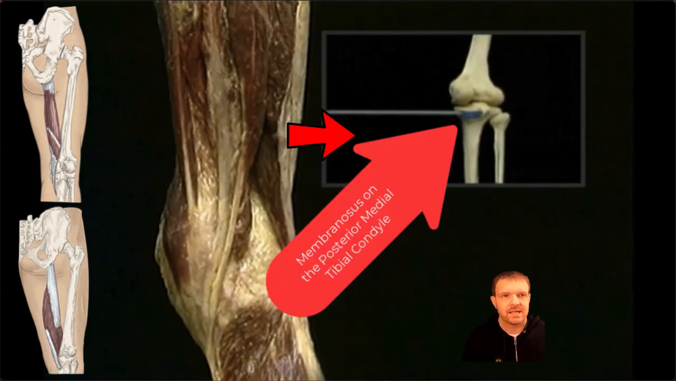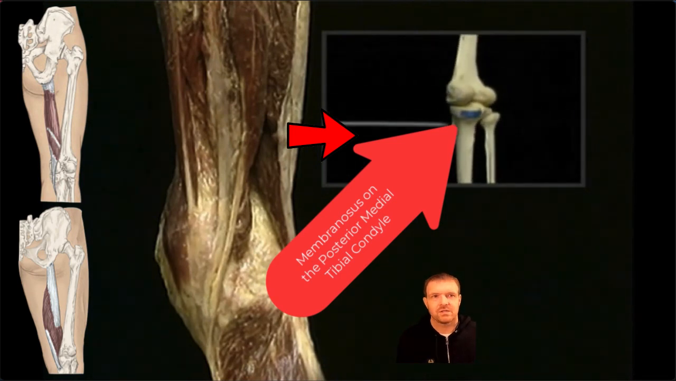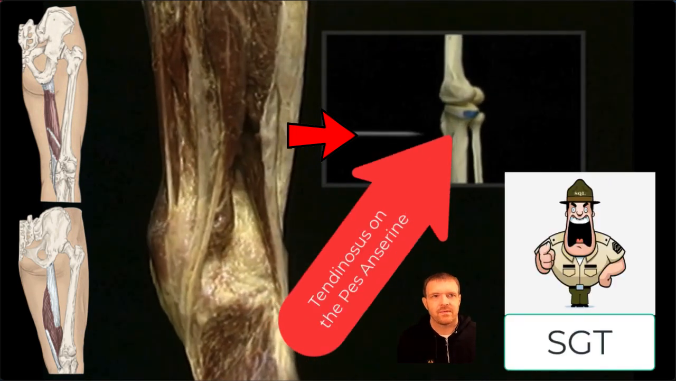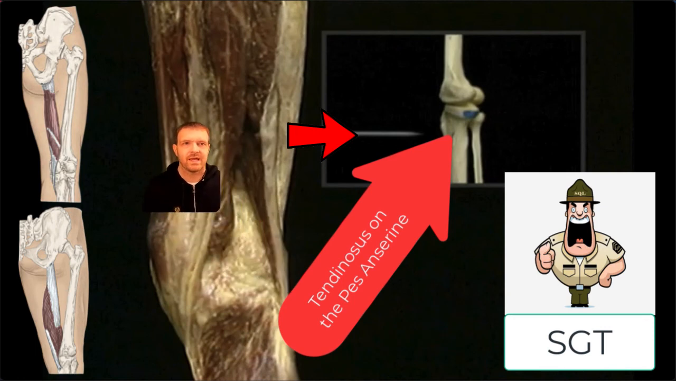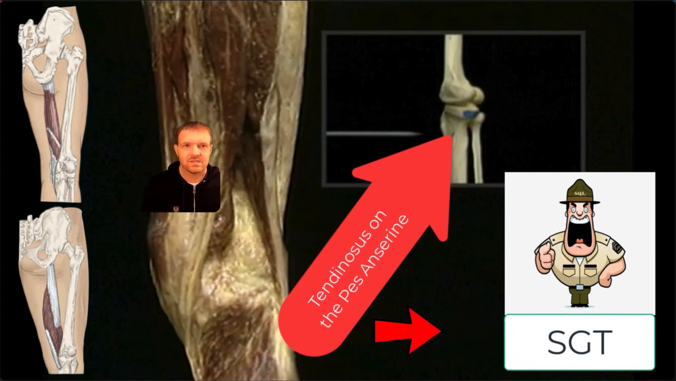I'll just play that, there we go. So semimembranosus on the posterior medial tibial condyle, and then semitendinosus, if I just move me out there. So this again is part of your Sargent group. So we had sartorius, gracilis, and now this muscle, semitendinosus, this is on the pes anserine. Semitendinosus is on the pes anserine, and that's your Sargent group. So sartorius, gracilis, semitendinosus.